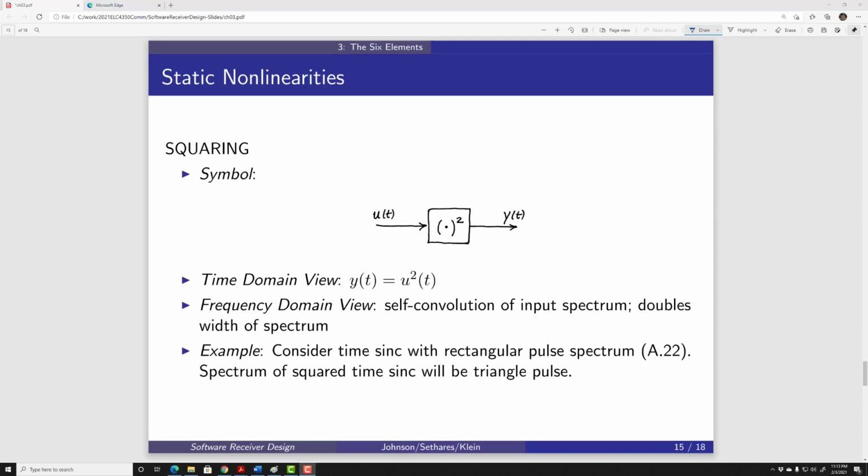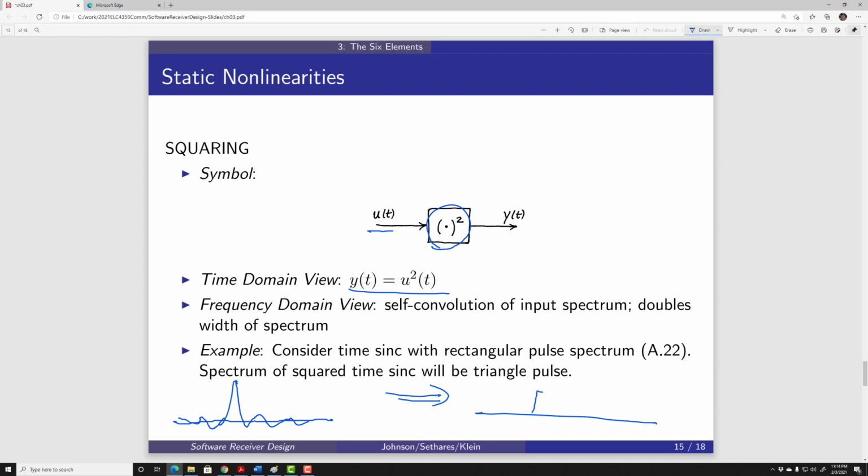Static nonlinearities have many different forms. For example, squaring. I have an input signal, and then I have its square, which is my output: y(t) equals u squared of t. For example, consider a sinc function in the time domain. In the frequency domain, what we have is a rectangular function, because the Fourier transform of a sinc function is a rectangular function. Vice versa, the Fourier transform of a rectangular function is a sinc function.